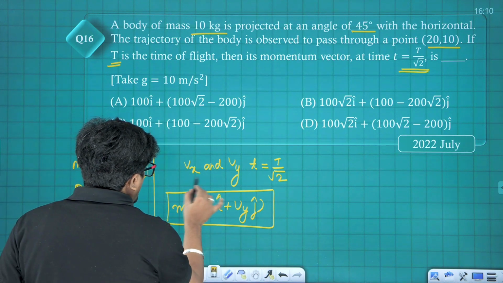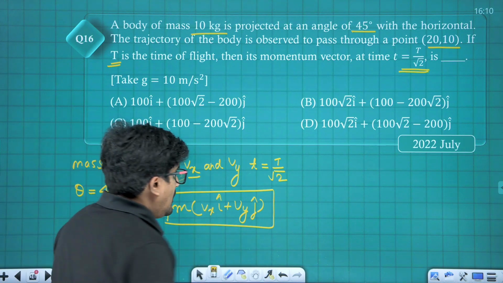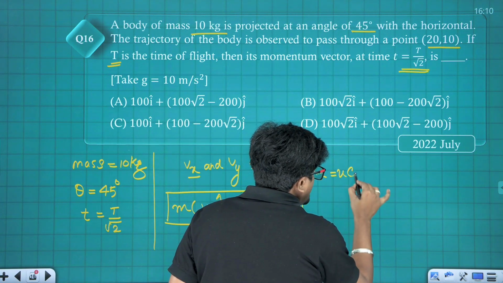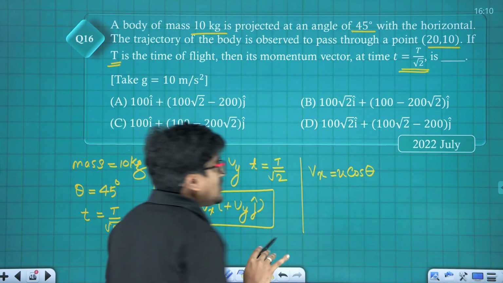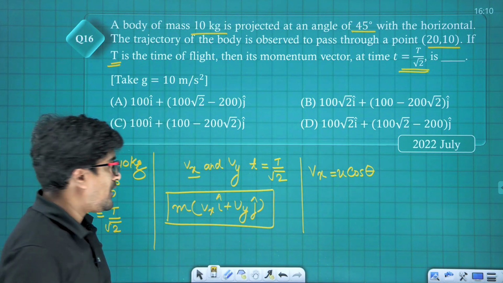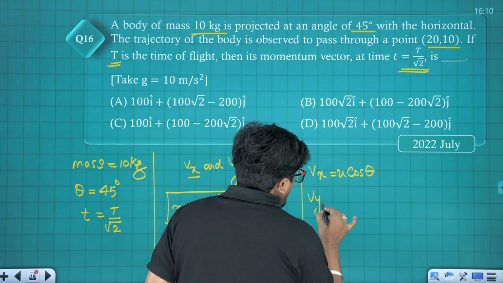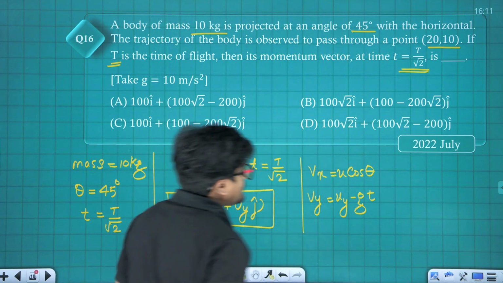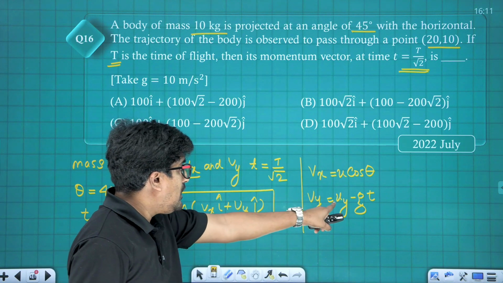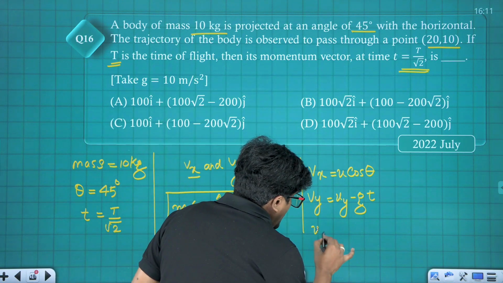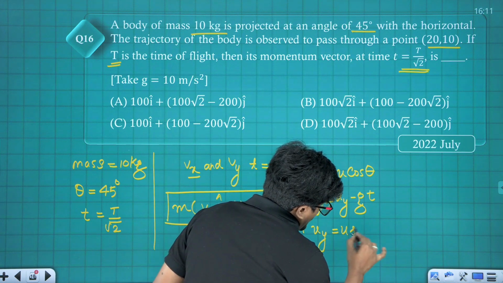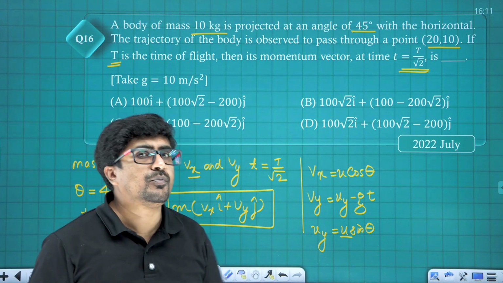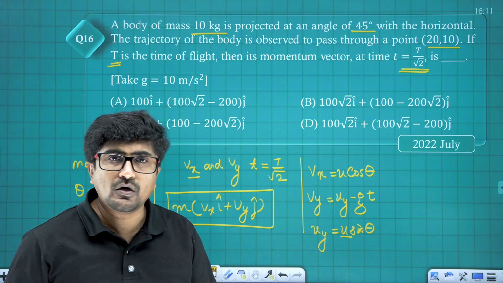Now the point is how to get Vx and how to get Vy. Regarding Vx, as you know, Vx is supposed to be u cos theta. Now we know the value of theta, but we don't know the value of u. And Vy is going to be uy minus g into small letter t, and uy is supposed to be u sine theta. Now again, what's missing here? u is missing. So the most important part is how to get the value of u.